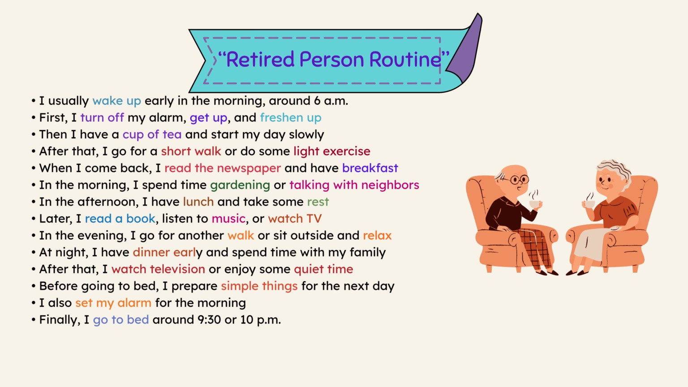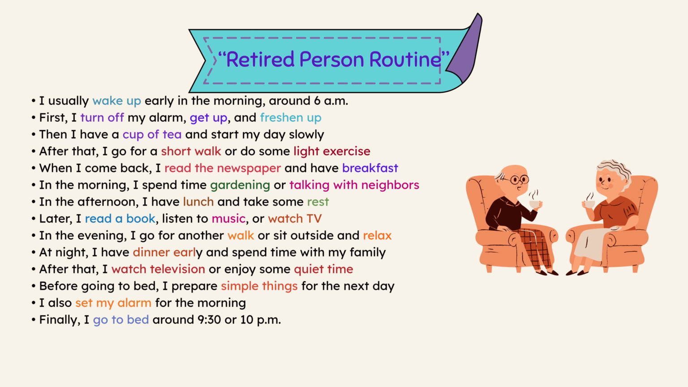Let's take a look at a retired person's daily routine. I usually wake up early in the morning, around 6 a.m. First, I turn off my alarm, get up, and freshen up. Then I have a cup of tea and start my day slowly. After that, I go for a short walk or do some light exercise. When I come back, I read the newspaper and have breakfast.